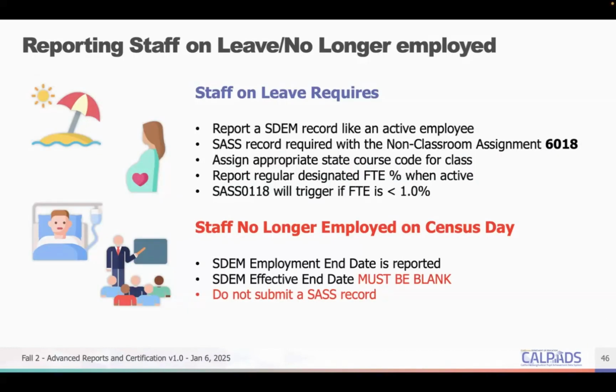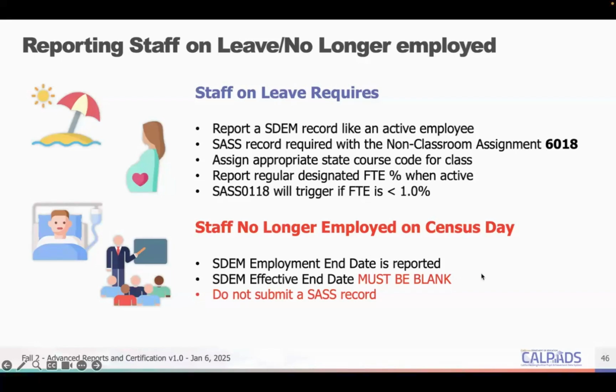Reporting your staff on leave versus those that are no longer employed. So you report them a little bit different. Your staff on leave, you would still report the SDEM records for them like an active employee. They would have a staff assignment record as well with the non-classroom based assignment code of 6018. Assign the appropriate state course codes for them in their course section records, and report the regular designated FTE percentage when they were active for them, right? Otherwise, you will get that SAS 018 validation.